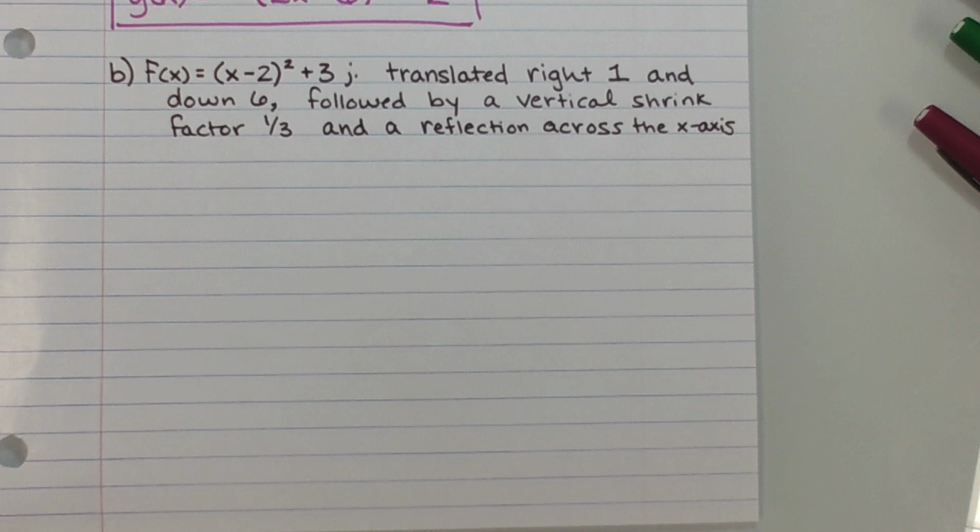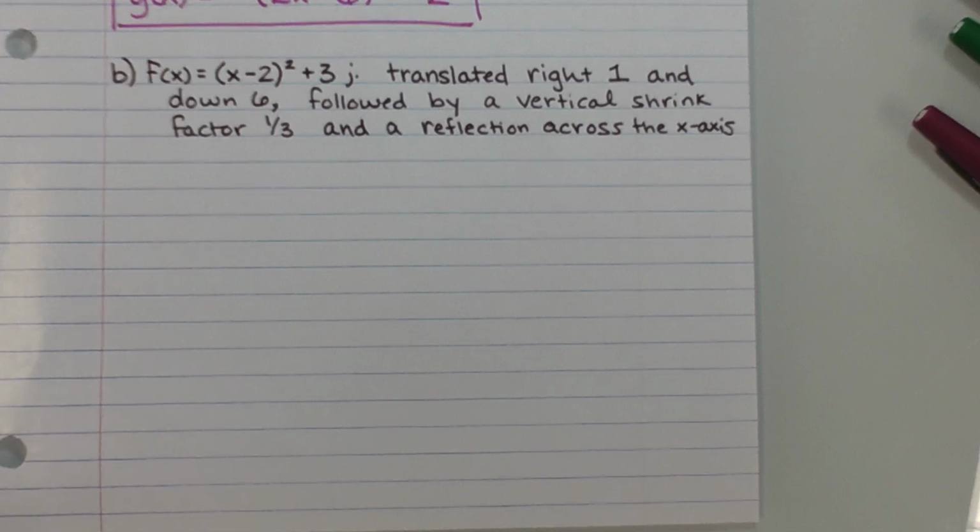Second problem says f of x is equal to the quantity x minus 2 squared plus 3. That's a semicolon, by the way, to separate things, in case you're wondering. Translated right 1 and down 6, followed by a vertical shrink factor 1/3 and a reflection across the x-axis. So, I do it in pieces. The stuff before the followed by first. Translated right 1, down 6.